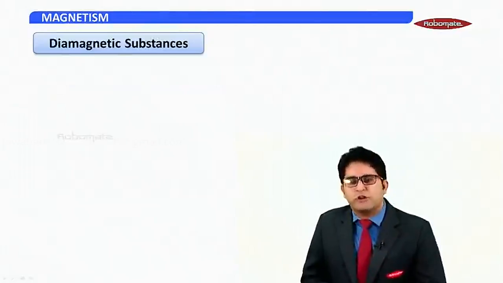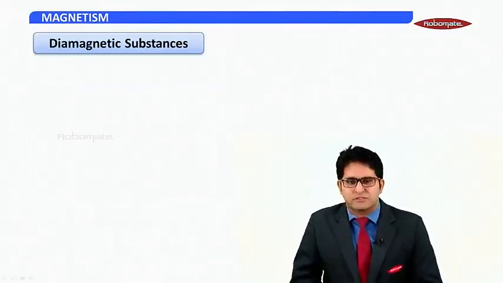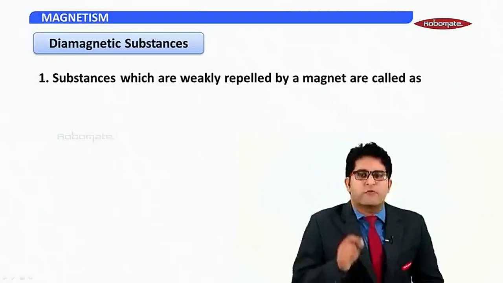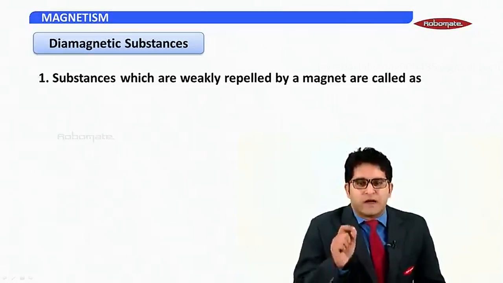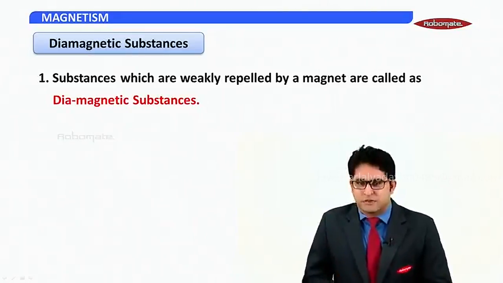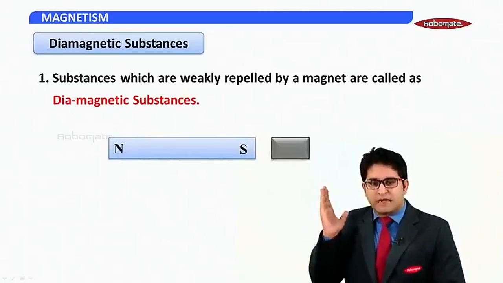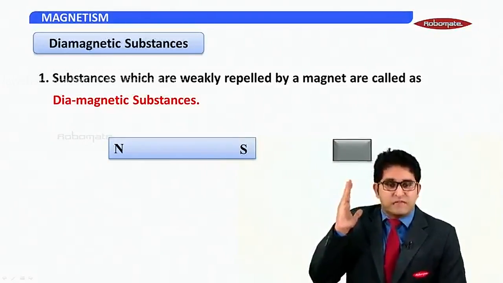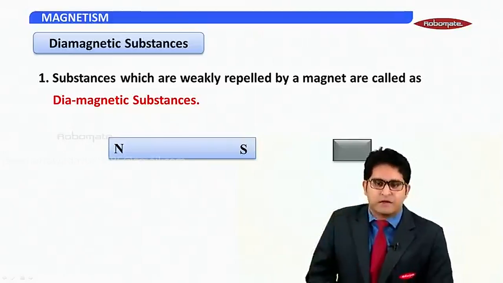Now if I want to define diamagnetic substances, I can define them as substances which are weakly repelled by the magnet. So if I'm having a bar magnet and a diamagnetic substance, you can see this diamagnetic substance is getting weakly repelled by the magnet. Right?